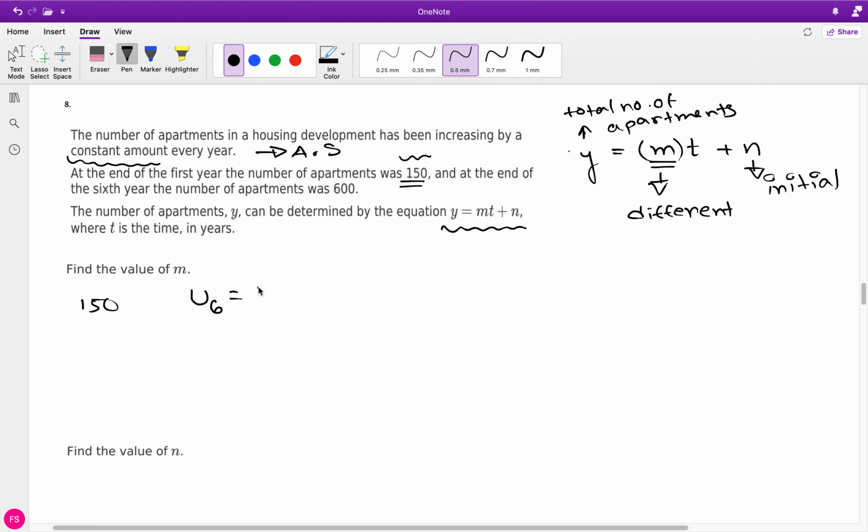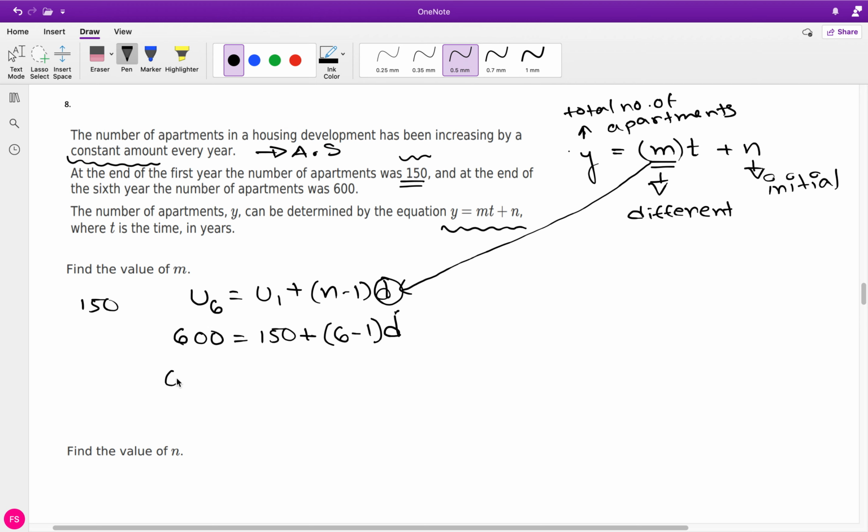Now u6 equals u1 plus n minus 1 times d. u1 is 150 in this case, plus n is the number of years, which is 6, minus 1, and the common difference, I don't know what that is, but this refers to the M of the question. So you really need to understand what they're looking for. Let me solve this. u6 equals 600.